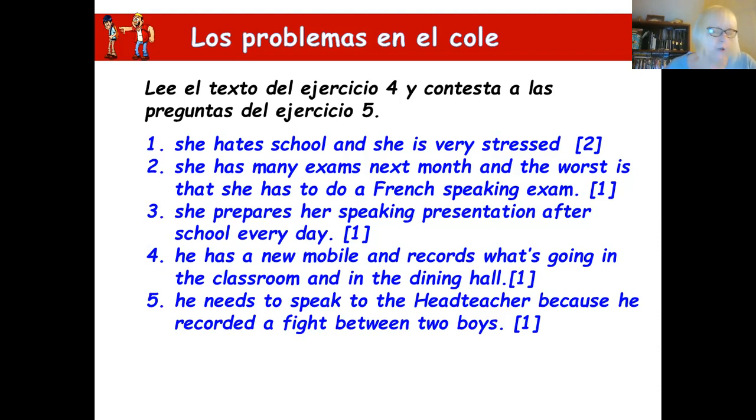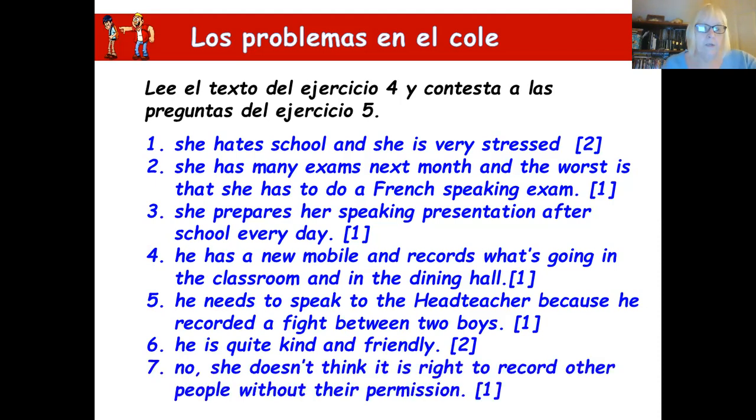Número 6, what kind of person is Juan? He's quite kind and friendly. So 2 marks there for kind and friendly. And does Carolina think Juan's behavior is acceptable? No, she doesn't. She doesn't think it's right to record other people without their permission. That was sin pedir su permiso, was what we had there.